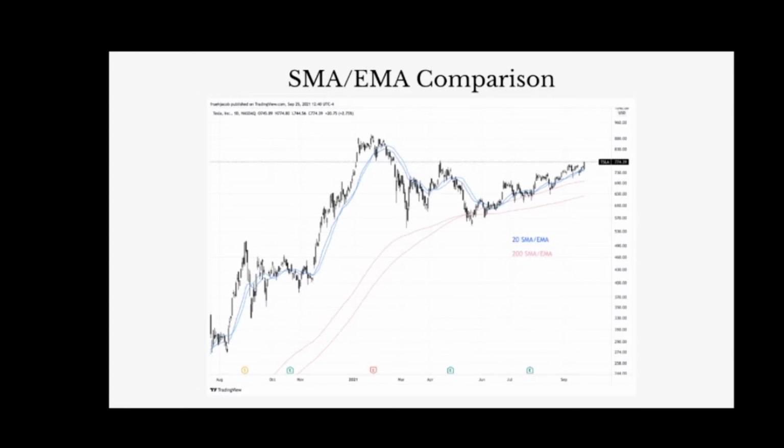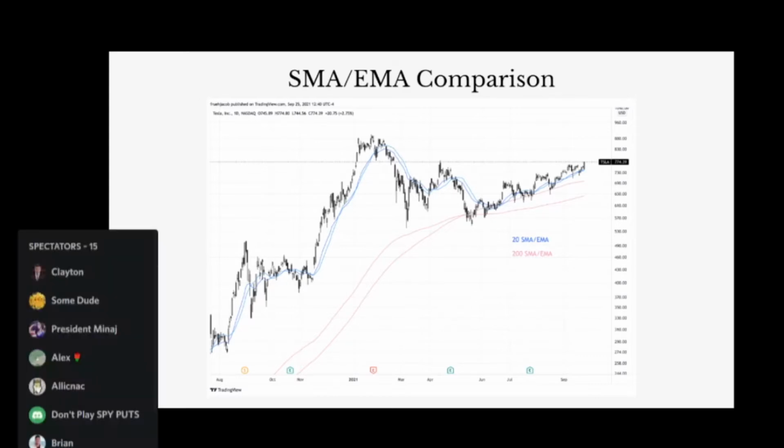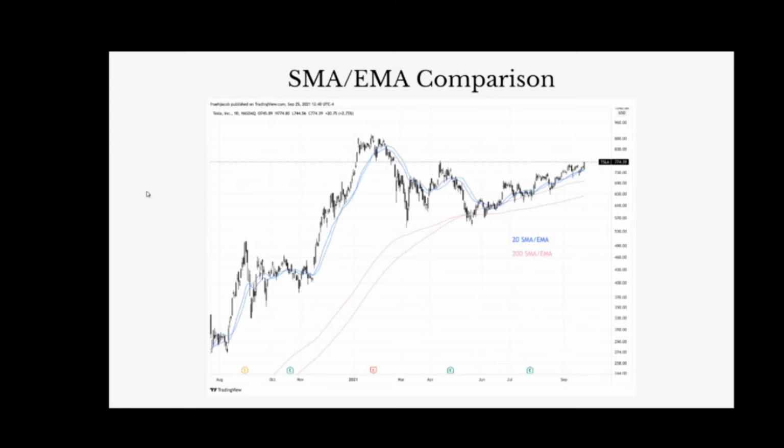Same thing goes for the 20 period with the 2 blue lines. They are almost exactly the same, very, very similar. However, since they calculate that average slightly differently, you are going to end up getting different values. Different traders will pick using SMAs over EMAs or some certain mix of the two. Personally, I use the SMA for my 20 and 50 period, and then I use an EMA for my 200.